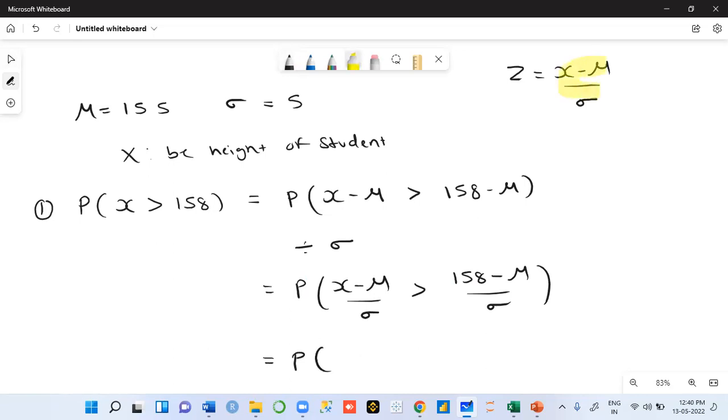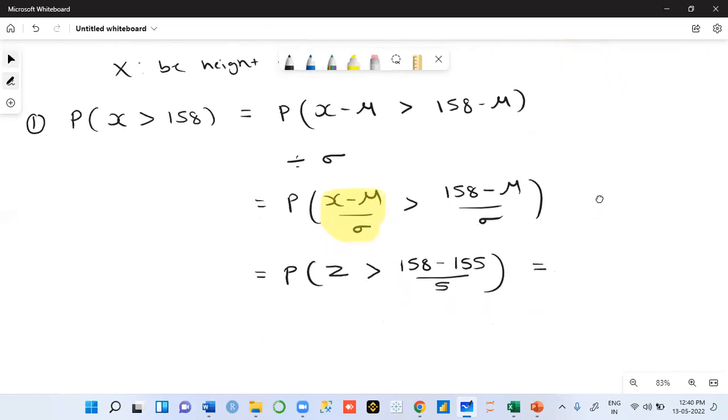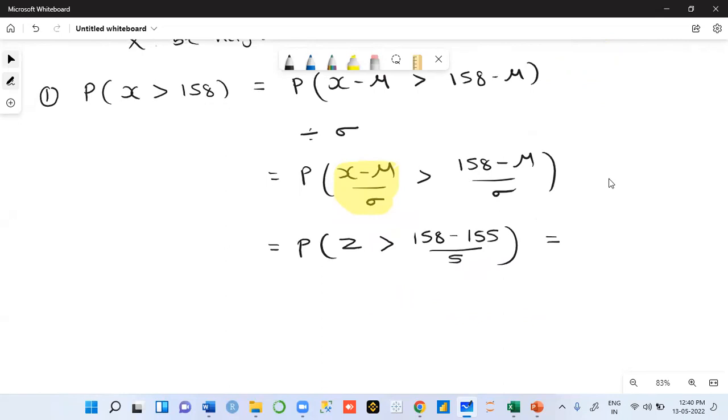Can I say this entire equation is equal to this equation? So can we call this Z? Z greater than 158 minus mean over standard deviation. What is the mean? What is the standard deviation? Can you solve and give me the answer? Three divided by 5, 0.6. Solve.